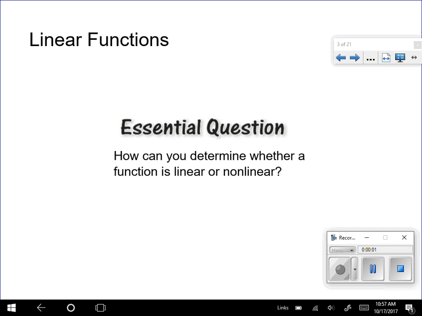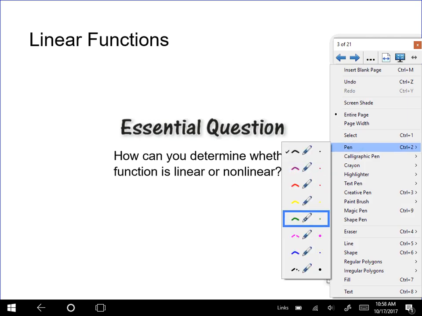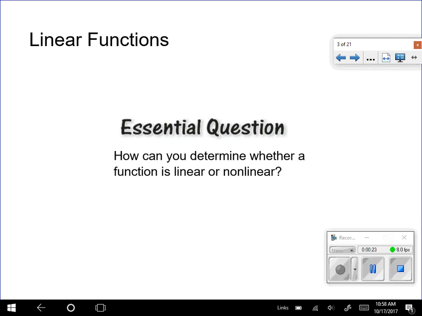Algebra with Miss Swartz. Today we are moving on with our functions unit. We're going to look at linear functions, and so our essential question that I have listed here is how can we determine whether a function is linear or nonlinear? We're going to spend 2 days on this section, and what we want to accomplish today is just being able to tell the difference between a linear function and a nonlinear function. So it should be pretty simple today.